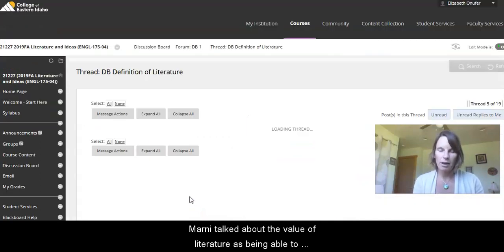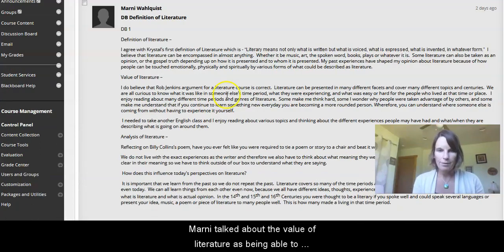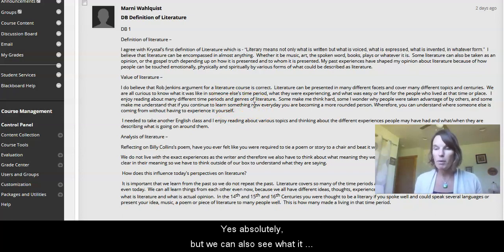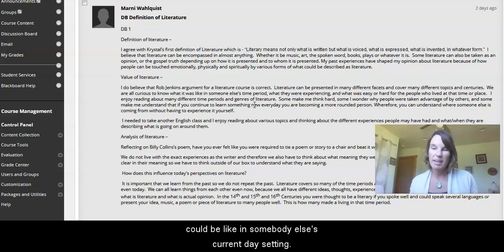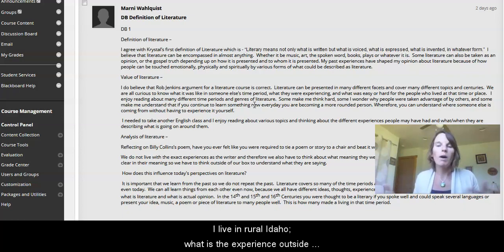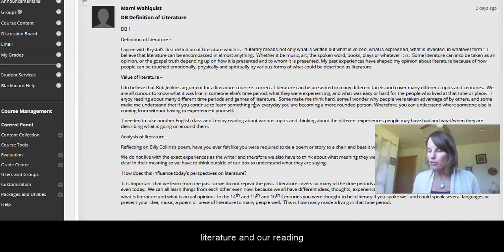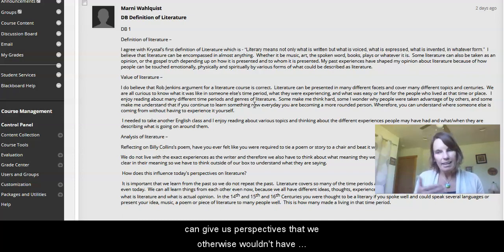Marnie talked about the value of literature as being able to see what it was like in someone else's time period. Yes, absolutely. But we can also see what it could be like in somebody else's current day setting. I live in rural Idaho. What is the experience outside of rural Idaho? So we can understand that literature and our reading can give us perspectives that we otherwise wouldn't have.